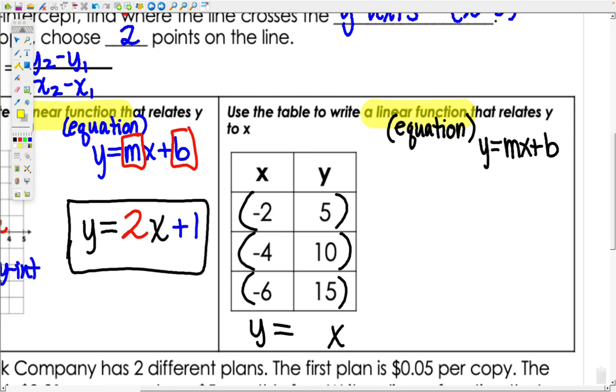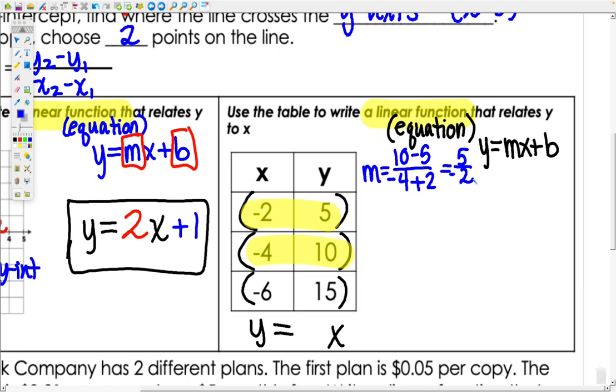First 2. Sounds good to me. So if I come over here and set up the formula, my M is going to equal 10 minus 5 over -4 minus a -2. -4 minus a -2 is -4 plus 2. I gotta say that because that's a common mistake people make. So when I subtract, I'm going to get 5 over -2.